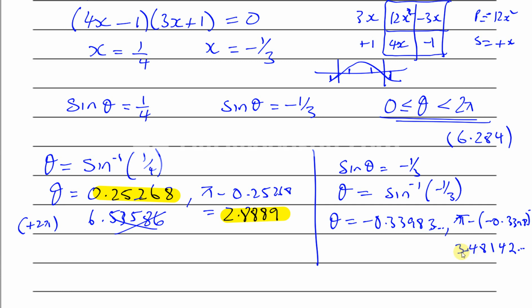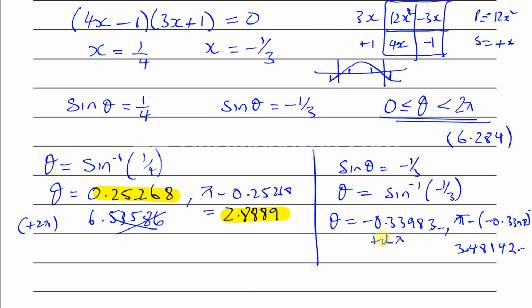To find all the other angles sharing the same sine ratio as minus 1/3, I have to just keep adding 360s, which is 2 pi's, or subtracting 2 pi's, but I'm restricted by this range. So this one, if I subtract 2 pi, is going to become negative, and I can't go into the negative side. But this one is a negative value, so I've got to add 2 pi to this, and it's going to be within our range.